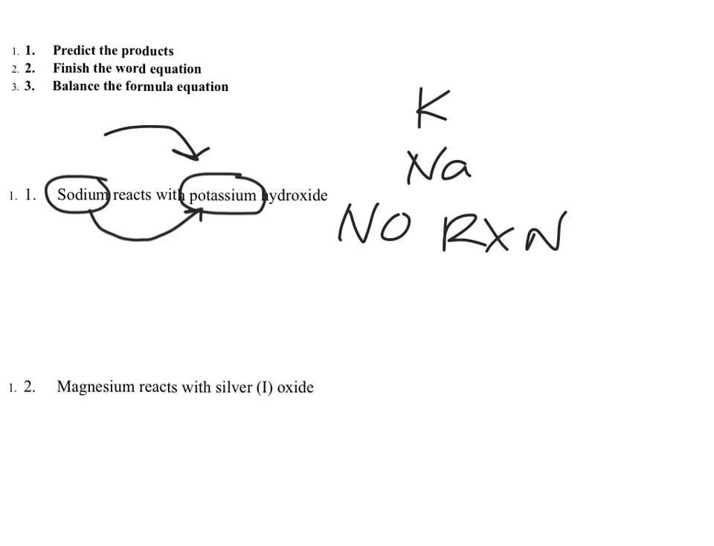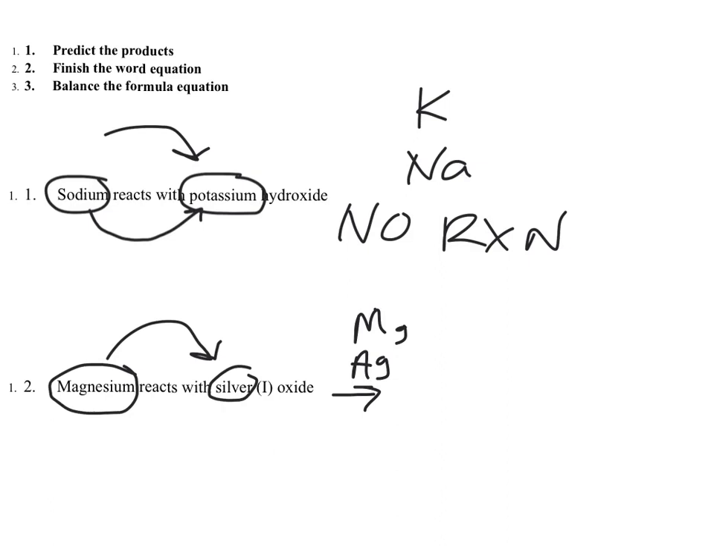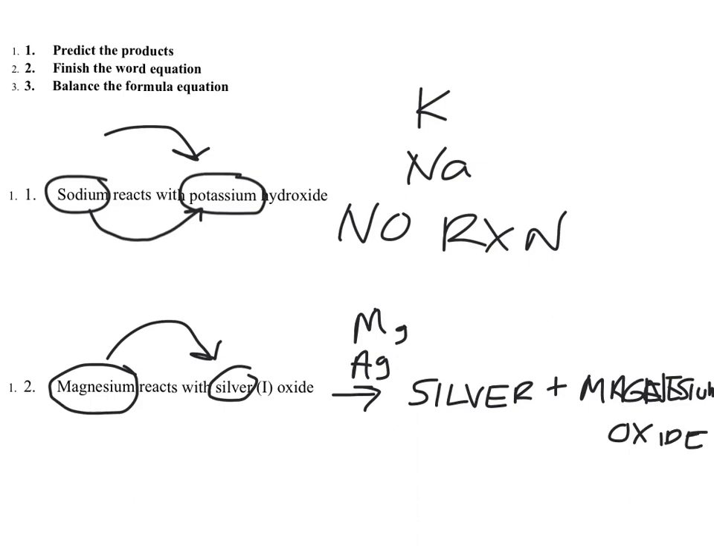If we take a look though at the next part, it's magnesium reacts with silver oxide. The two metals are going to battle it out. It's going to be magnesium versus silver. Looking at the activity series chart, it shows that magnesium is actually higher up than silver. So therefore, magnesium is going to come in and kick silver out. So now, silver will be by itself, and magnesium will now be with oxide to form the compound magnesium oxide. Whoops, misspelled my magnesium there. Pardon my cramped writing. Now that we finished out the word equation, let's actually write this out.